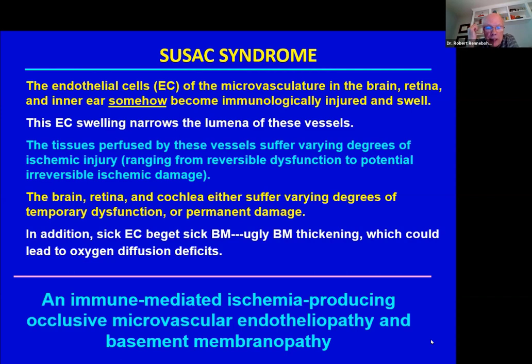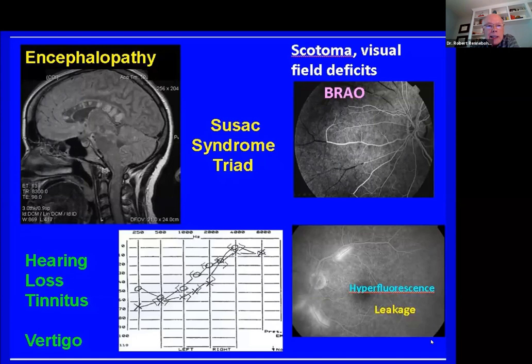So Susac syndrome is an immune-mediated ischemia-producing occlusive microvascular endotheliopathy and basement membranopathy that results in the typical Susac clinical triad of encephalopathy with associated corpus callosal lesions on MRI, and retinal disease characterized by scotoma, visual field deficits due to BRAO, as well as segmental hyperfluorescence and leakage, and inner ear dysfunction characterized by hearing loss, tinnitus, and vertigo.